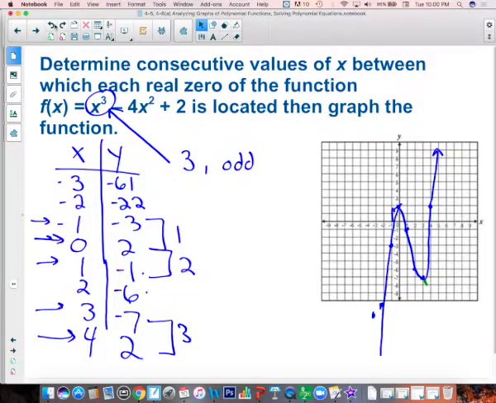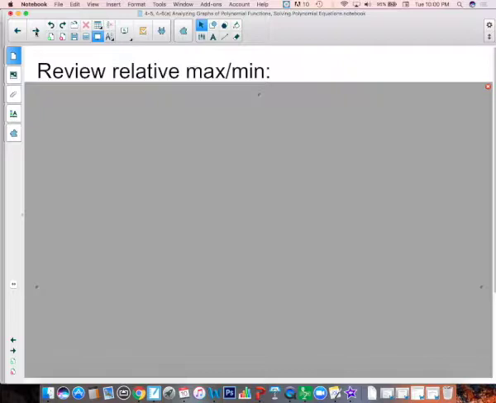Next thing we're going to cover, relative maximum and minimum. Share at your table what you think a relative maximum and minimum are. Take about 30 seconds at your table, so pause the video.